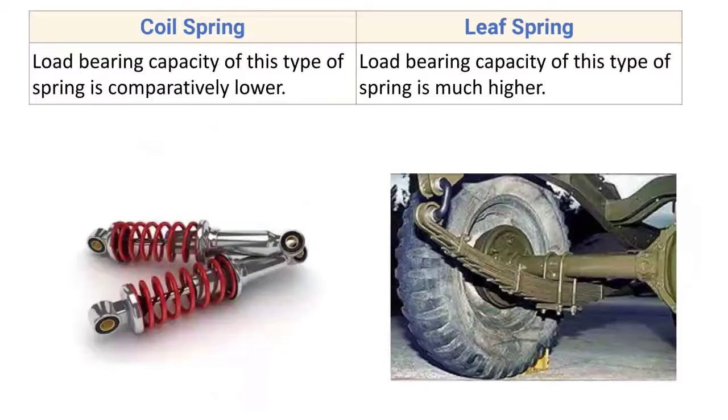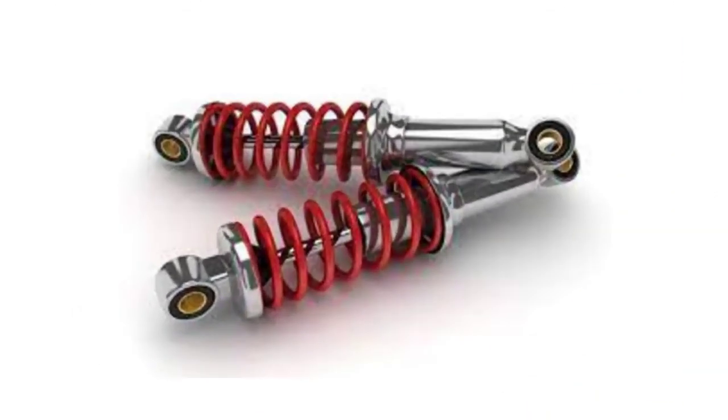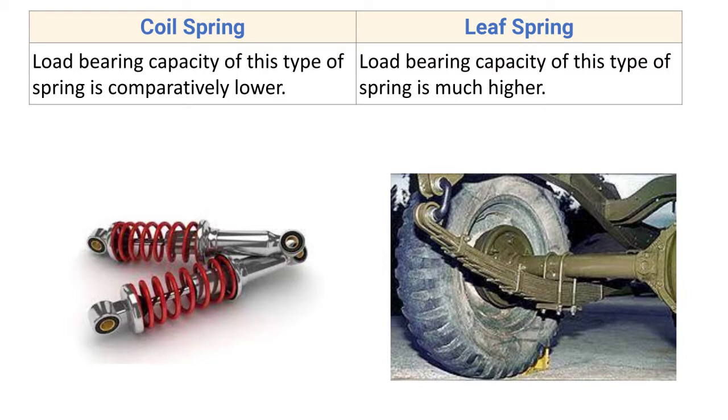Next point, load bearing capacity of this type of spring is comparatively lower. So the load bearing capacity of coil spring is comparatively lower than the leaf spring. So such type of spring is mostly used for light duty application. They are used in the pen, okay, and mostly they are used in the suspension system of bike and the cars. So its load bearing capacity is less.